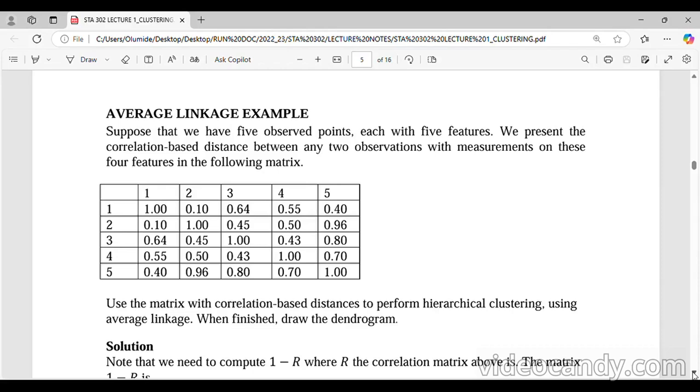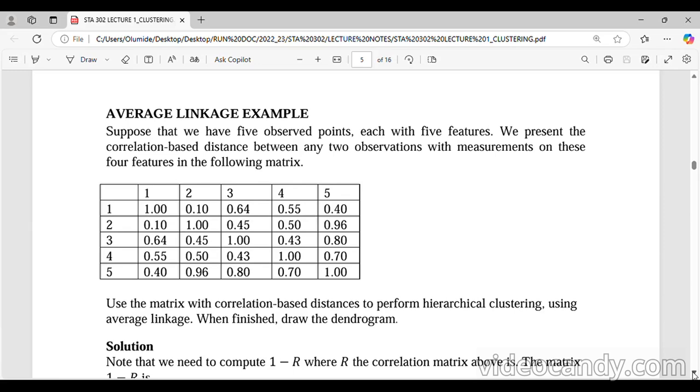Now we are talking about average linkage. Previously, the lecture that was delivered was based on complete linkage, after providing an introduction to what hierarchical clustering is all about. But today we'll be looking at average linkage with an example.